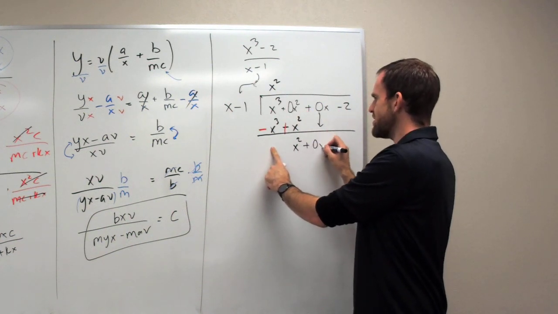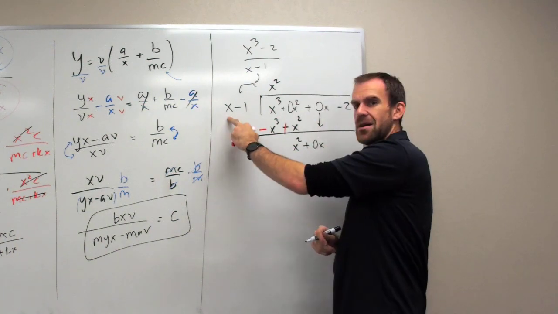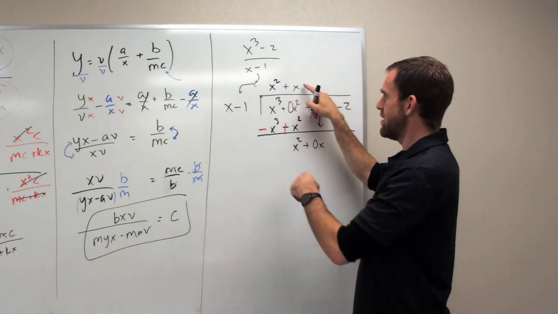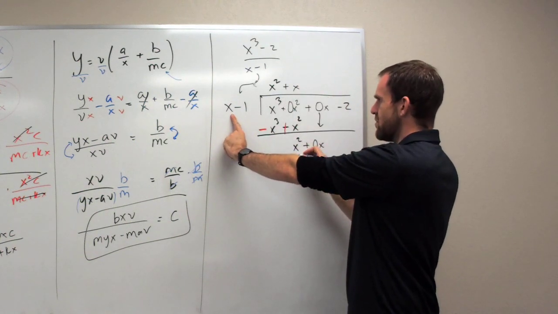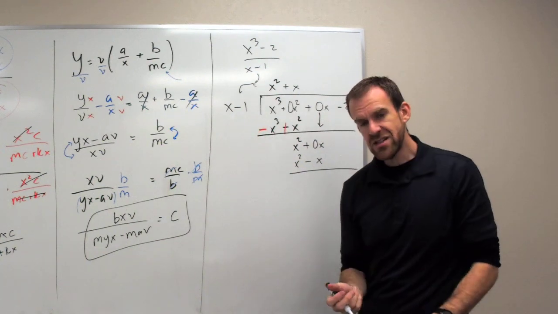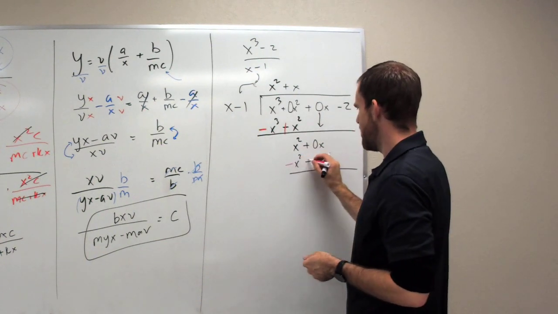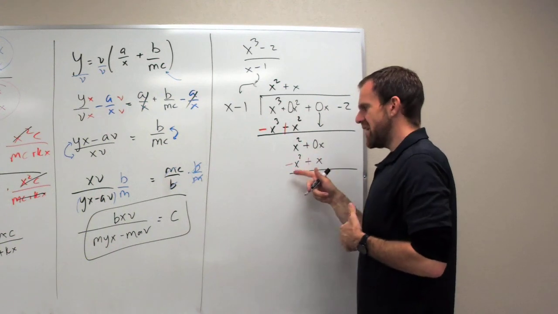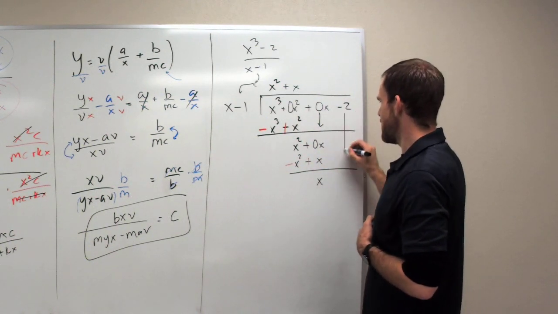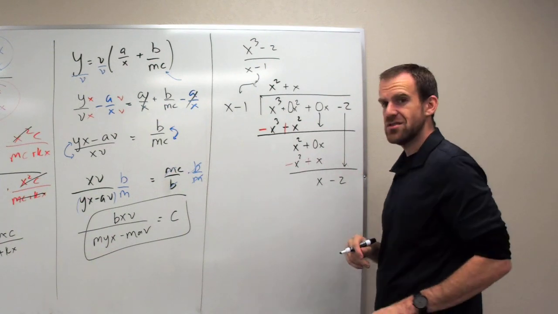I'm going to bring down the next term. Now what is x squared divided by x? Well, x squared divided by x is simply x. I'll multiply these, that gets me x squared. x times -1 is negative x. Again, changing the sign in a different color. And x squared minus x squared is 0. 0x plus x is x, bringing down the next thing, minus 2.